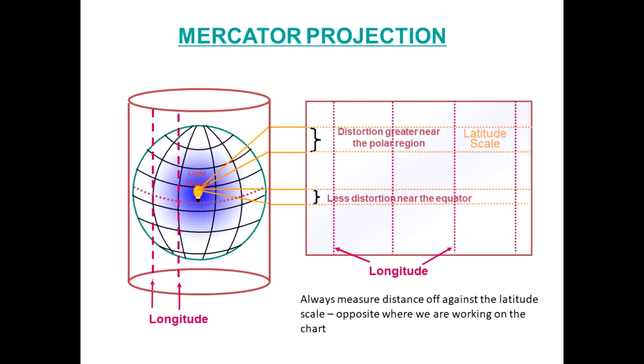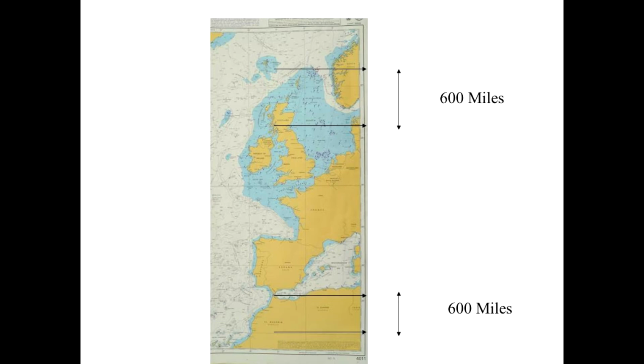This also means that we need to measure distance on the latitude scale beside where we're working on the chart. Here on a chart of the North Atlantic you can see clearly that if we were sailing north of Scotland and measured our distance off the latitude scale down by North Africa, we would be way out.